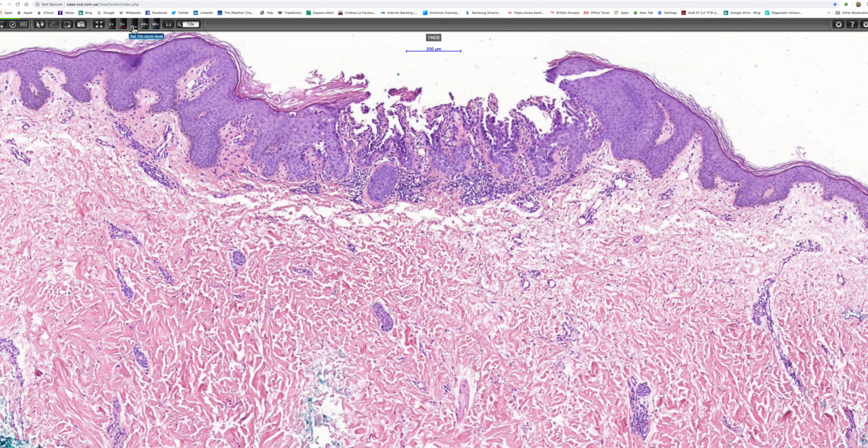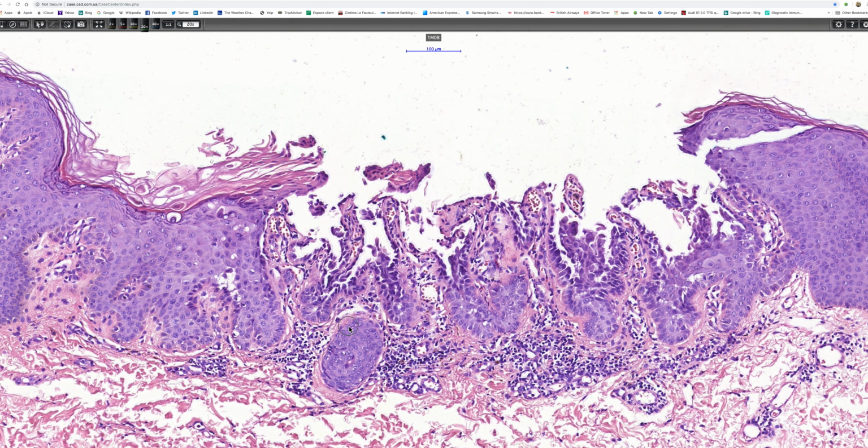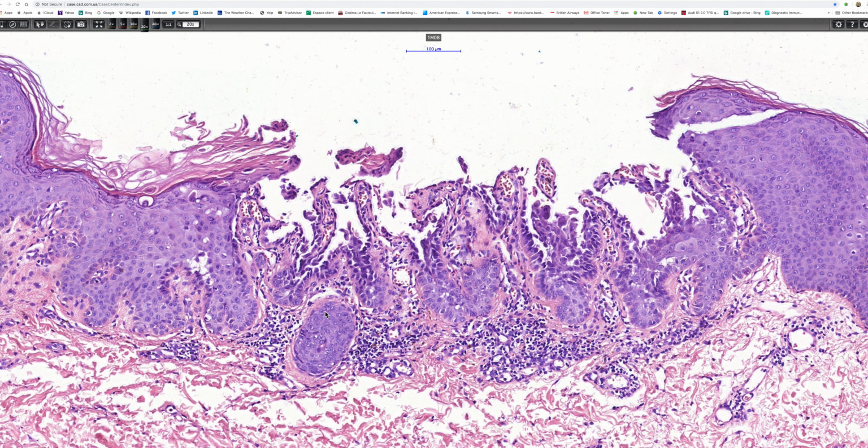And we'll look at this in higher power view again. Now what we can see here is that there is suprabasal acantholysis. And we'll just go to a higher magnification there. Now that's a perfect field for what this lesion actually is. So we have papillary structures projecting into an empty cavity. There's acantholysis along the sides of the papillae and on the floor of this lesion.